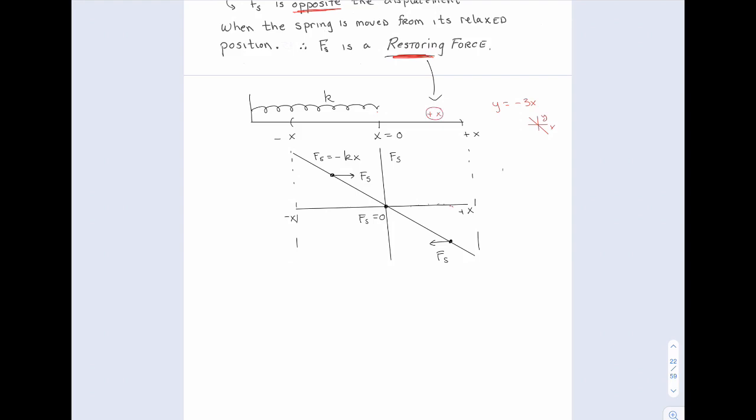When x is positive, positive times a negative gives me negative spring force. That says the spring force is negative, a negative value, which points to the left. When x is negative, over here, if I put in a negative number for x, a negative times a negative is positive. That means the spring force points to the right. So you can see the way I drew the arrows, it almost looks like it wants to restore it back toward equilibrium.